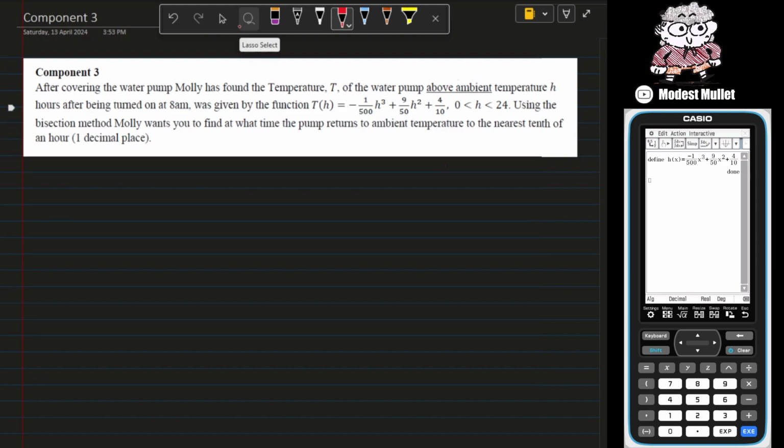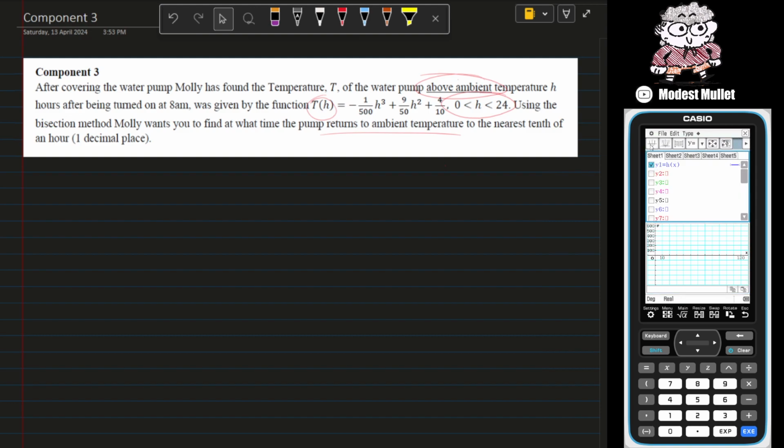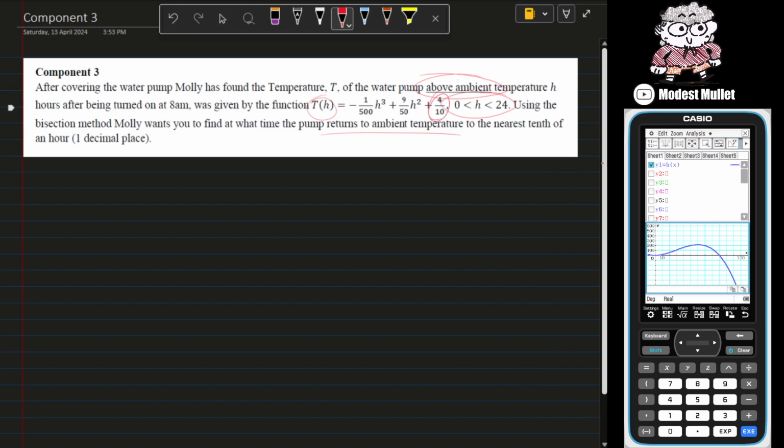The big issue in this problem is the temperature inside the case we made in component 2 is given by this function between 0 and 24, and we want to know when it returns back to ambient temperature, where this temperature is the temperature above ambient temperature. So I've already defined the function. If we graph this, we will see that it starts technically at h equals 0, the temperature is 4/10, so it is just a little bit above ambient temperature already inside the box. And then it rises up and then comes back down. And it does eventually go back down to ambient temperature and then really dives down.